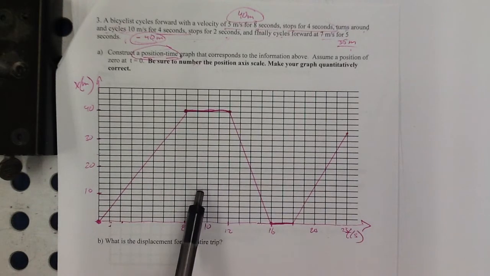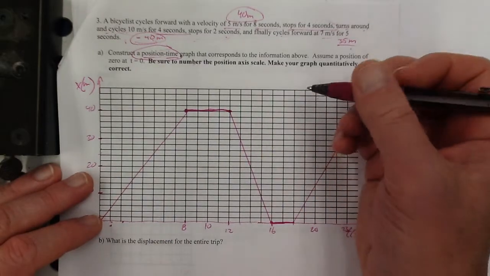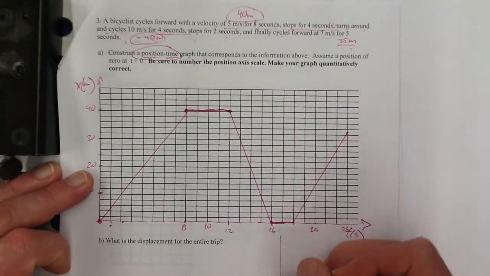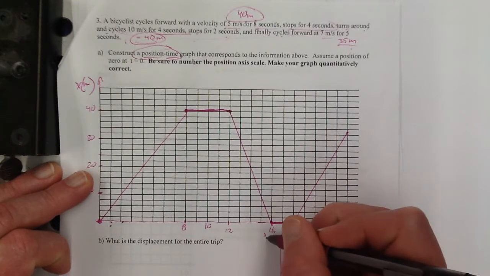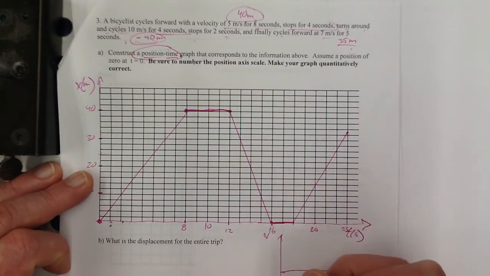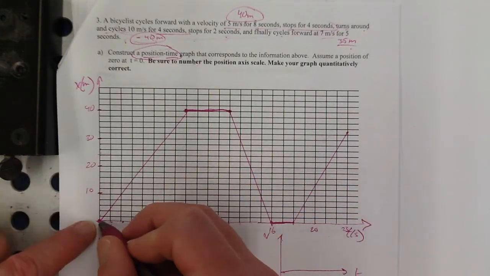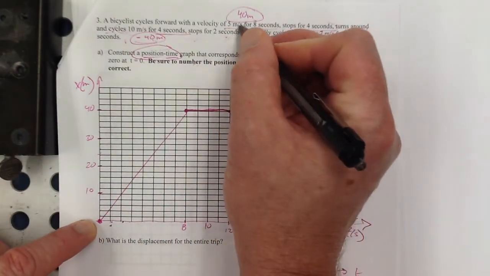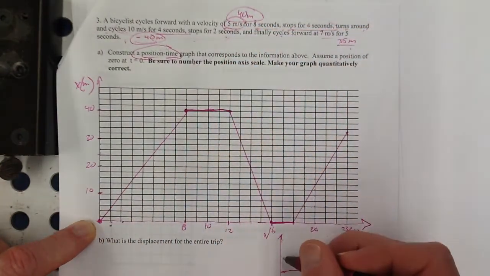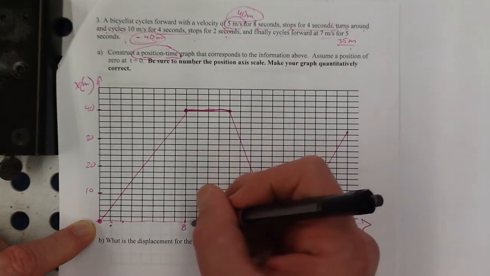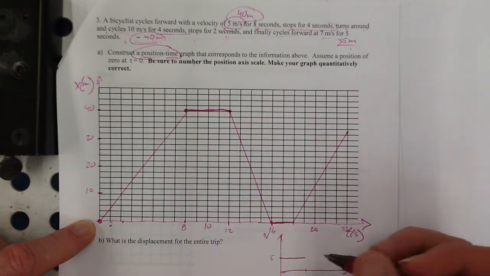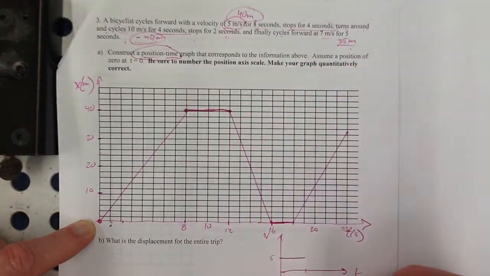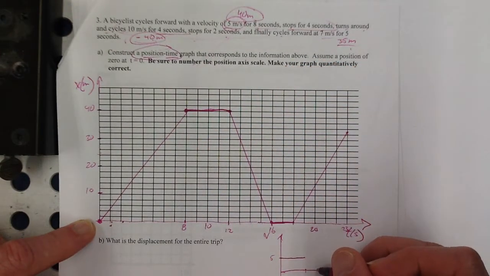Quick comment about this. What if I had asked you to make a velocity time graph? What would that look like? Well, the velocity time graph, I'll just make a little sketch of it here, because I could ask you to do this on the test. The velocity from here to here is 5 for the first 8 seconds. And then for the next 4 seconds, it's 0.